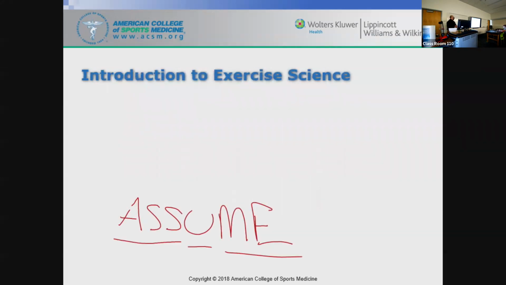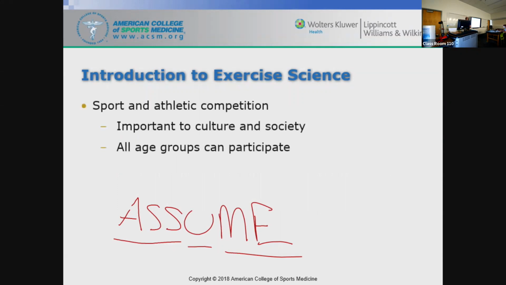And, oh, there we go. We got a city up there. Sport and athletic competition can be important for culture and society. We somewhat talked about that last time. So all age groups can participate, from very, very young up until basically the day you die, even if you're close to 100 years of age. You can participate in something. Poker, again, there you go.